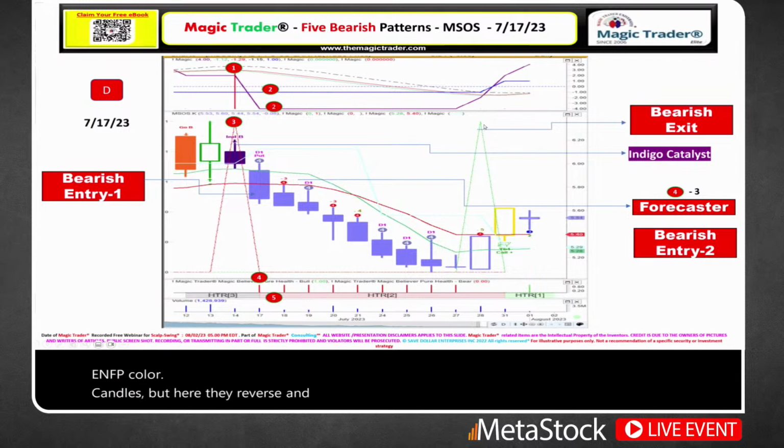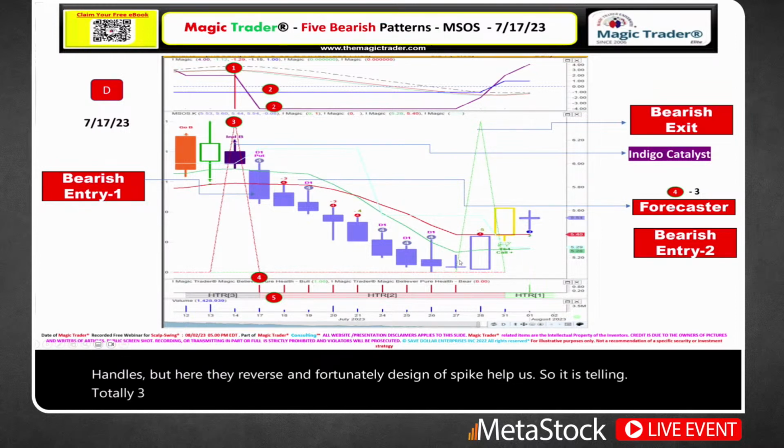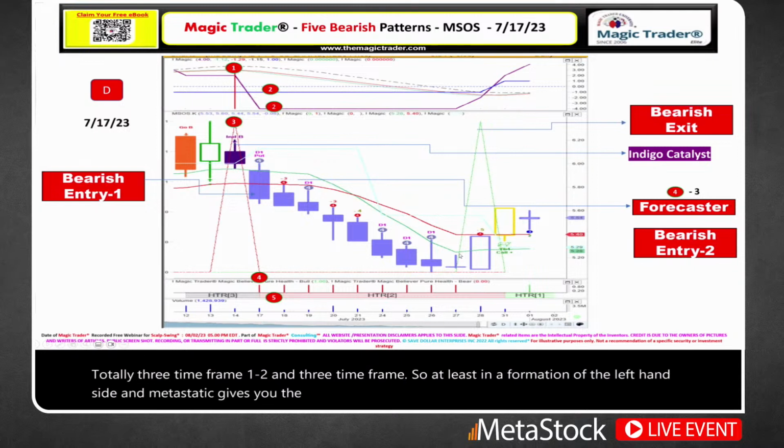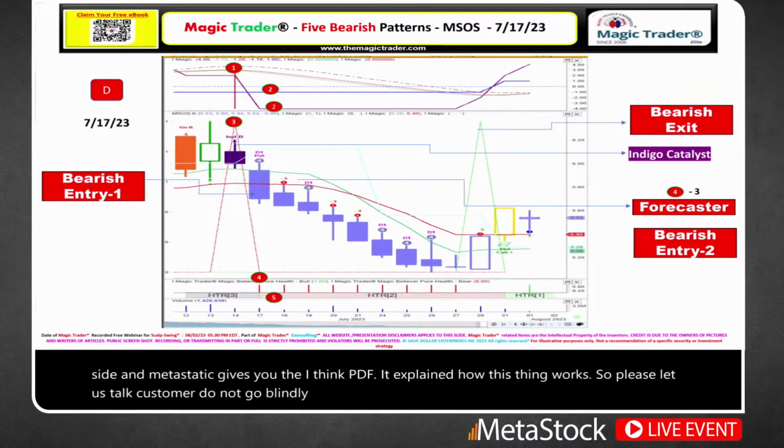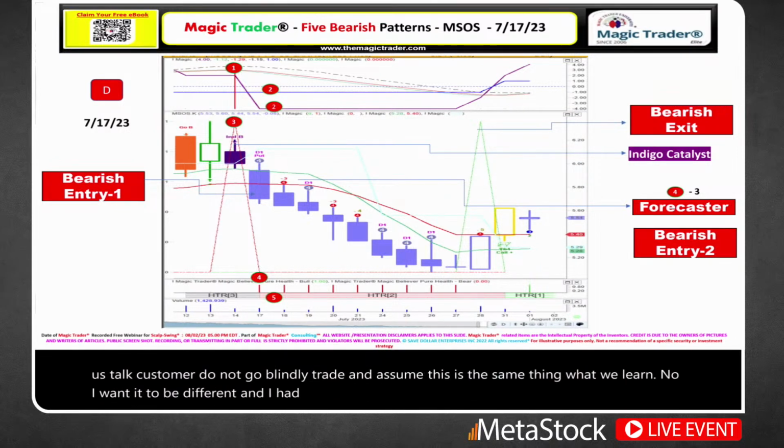And fortunately, the design of the spike helps us. It is telling you a total of 3 time frames: 1, 2, and 3. At least in a formation on the left-hand side. And MetaStock gives you, I think, a PDF that explains how this works. So please, MetaStock customers, do not go blindly trade and assume this is the same thing we learned. No, I wanted it to be different, and I had a meaning behind why I wanted certain ways.